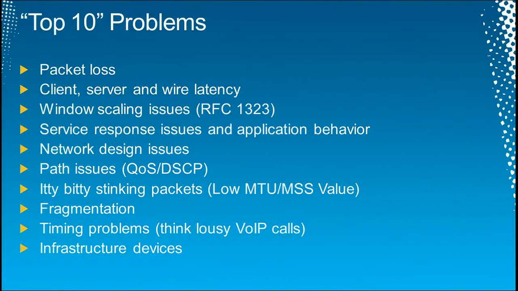Okay, client, server, and wire latency. 3 places where we can find latency. The easiest way to see if you've got wire latency, just capture close to the client and have that client go make a connection to somebody.